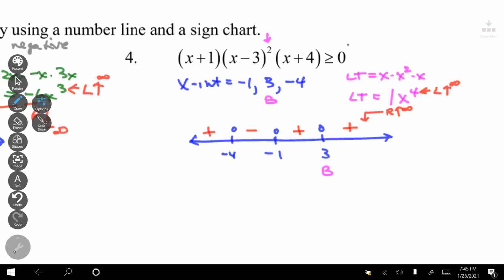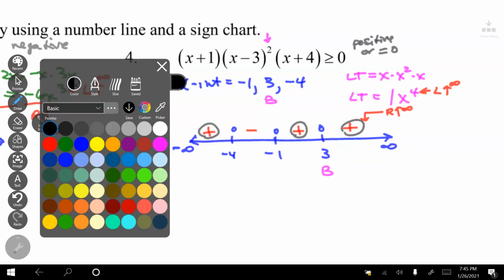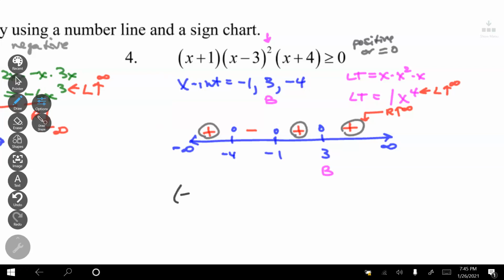Now when I solve this, it says I want the positive or the numbers equal to 0. So I'm going to circle the plus sign. That would be plus sign, plus sign, plus sign. And because it's including 0, I'm going to use brackets. So really, technically, this goes negative infinity to infinity. So my results are going to be negative infinity.